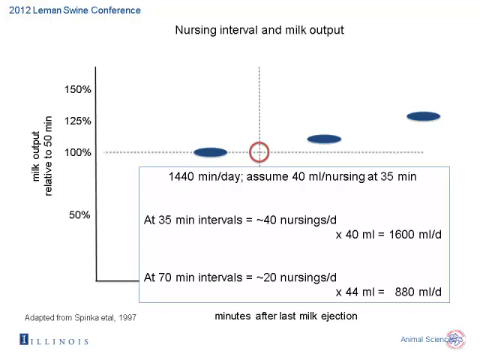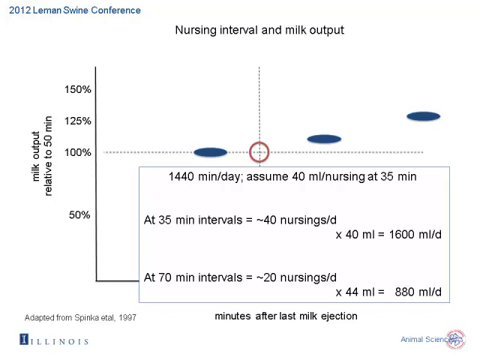At 70-minute intervals, there's roughly a 10% increase in the accumulation of milk within that gland. There's half as many nursings, so we get 44 mils, which is 10% more than the 40. So clearly, the longer the interval, they're getting less and less milk. There's no question about it. What can you do about it? Well, I'm not sure you can do a whole lot.